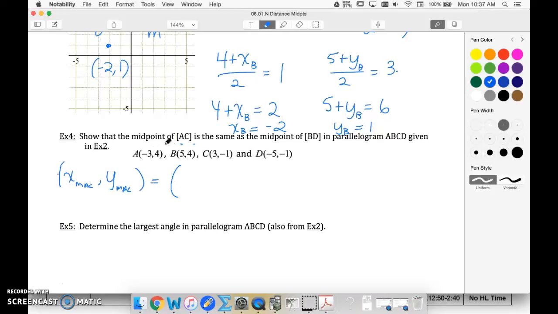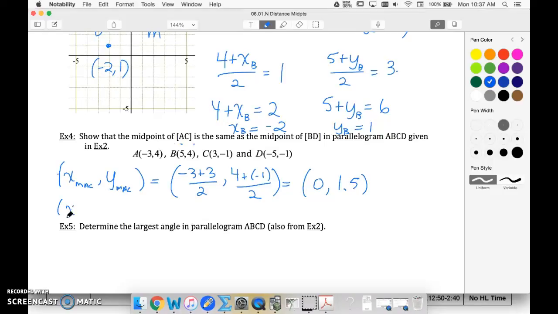So I'm going to add my X values. So -3 plus 3, divide by 2. I'm going to add my Y values and divide by 2. 4 plus -1, divide by 2. Well, that's 0. Divide by 2 is 0. 4 minus 1 is 3. Divide by 2 is 1.5.